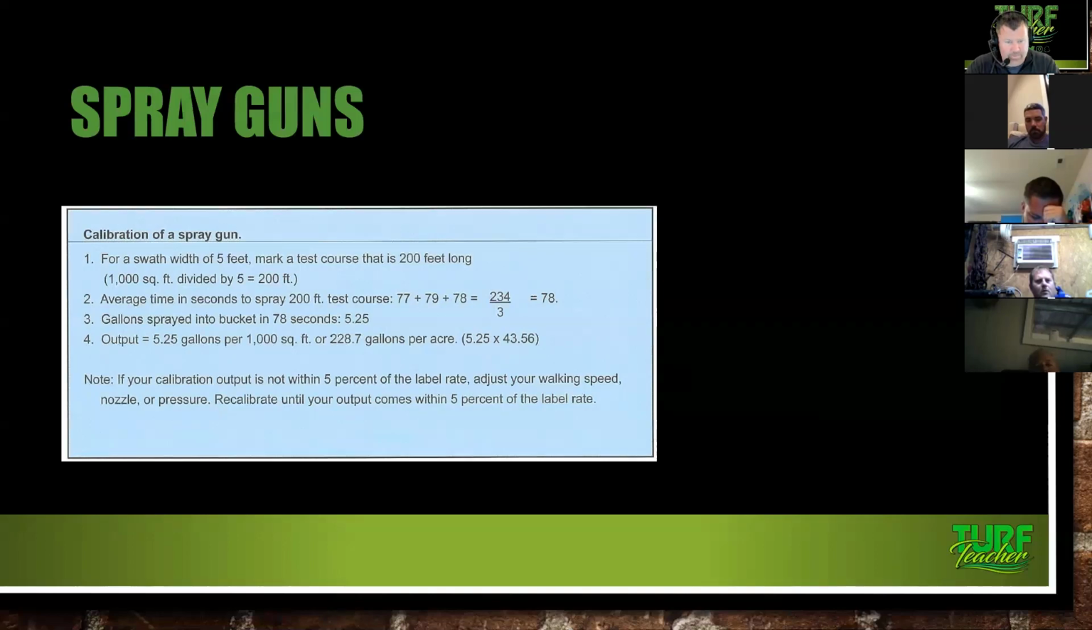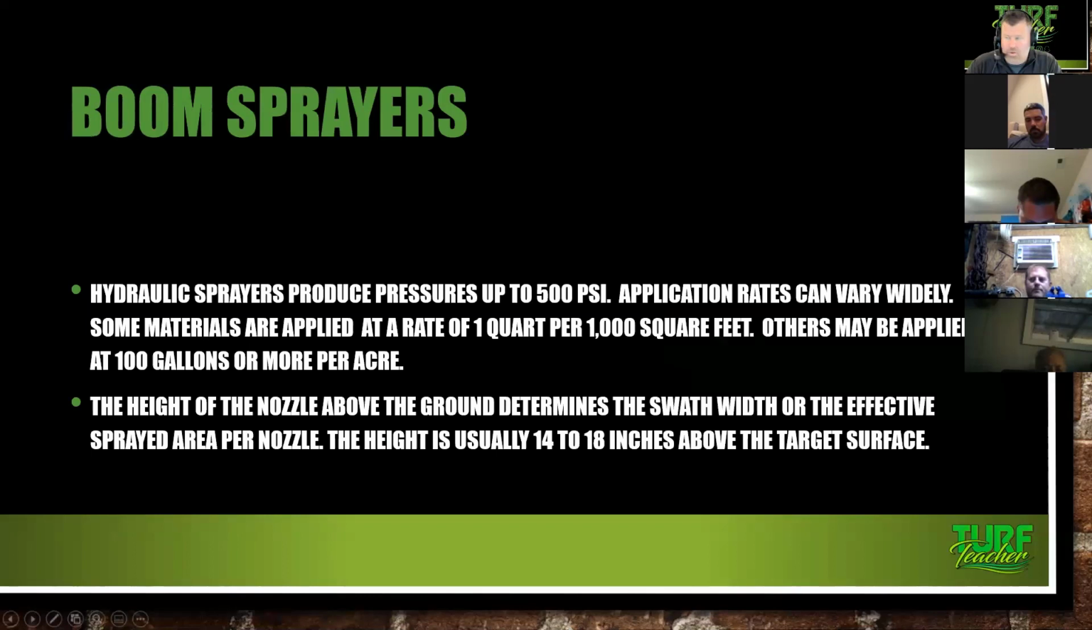And note, if your calibration is not within 5% of the label rate, adjust your walking speed, either the nozzle or the pressure, and then recalibrate until your output comes within 5% of the label rate. So there are a ton of spray guns going out there. Every day you go out, you're going to see the lawn care companies hot to trot this time of year.